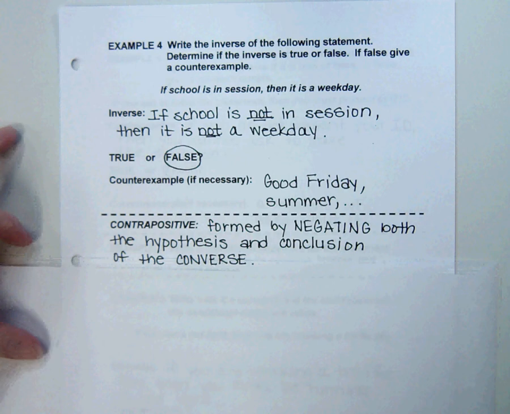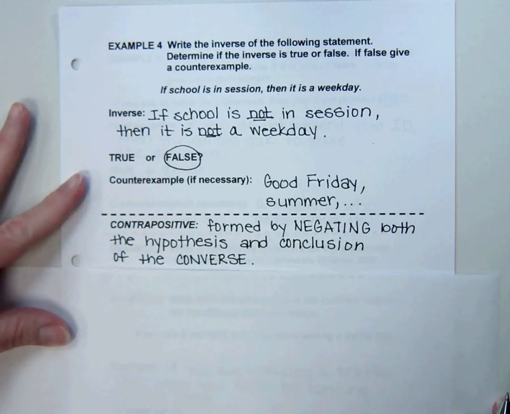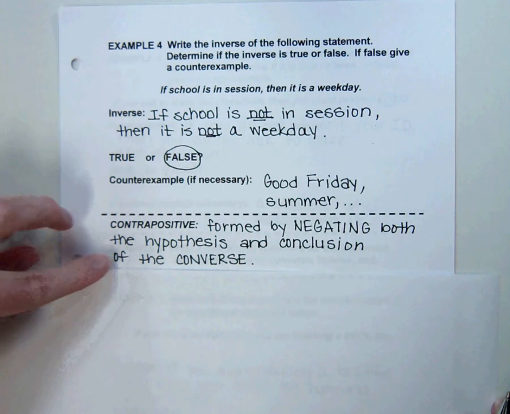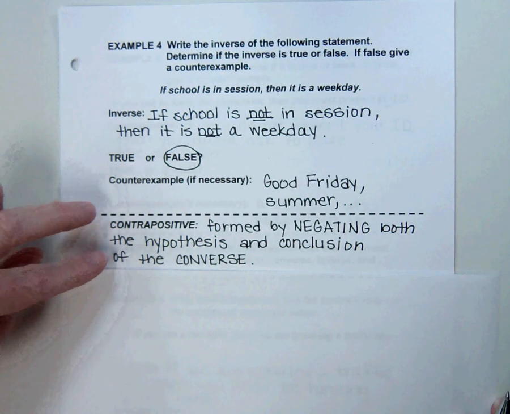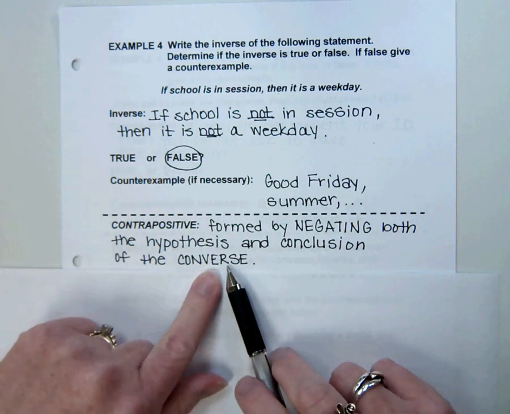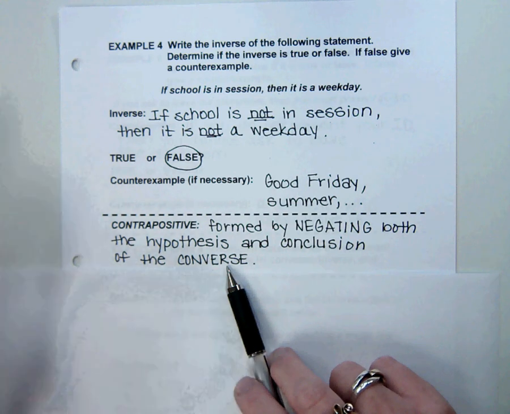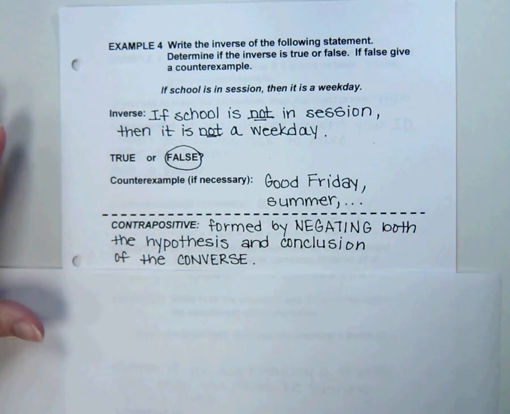Alright, a contrapositive is formed by negating both the hypothesis and the conclusion of the converse. That means you've already flipped it. So this is a little confusing, but you're going to take your conditional statement, you're going to flip it, and then you're going to negate it. So let's try that.